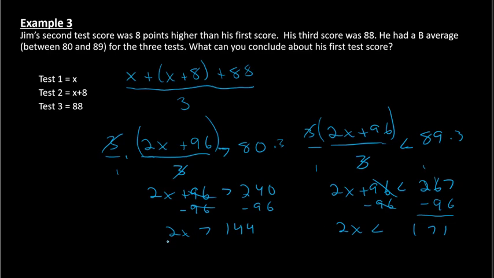All right, and then lastly, divide both sides by 2. We have x is greater than 72. Over here, divide by 2 as well. So x is less than 171 over 2, which would give me 85 and a half, or 85.5. So my solution is that test 1, which is x, needs to be greater than 72 and less than 85.5. So its test score is within that range, greater than 72% and less than 85.5%. And that concludes our lesson for today. We will see you next time.